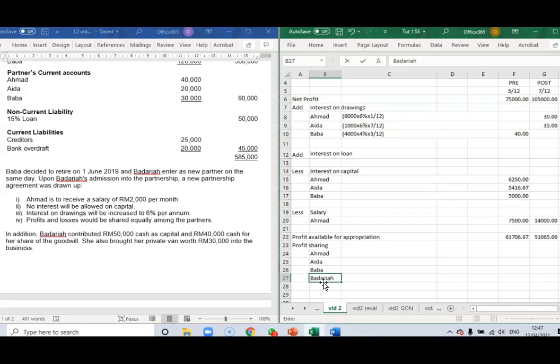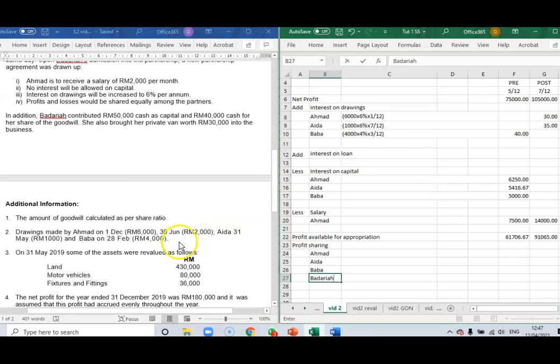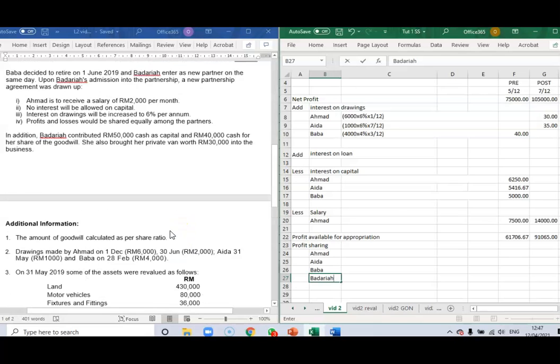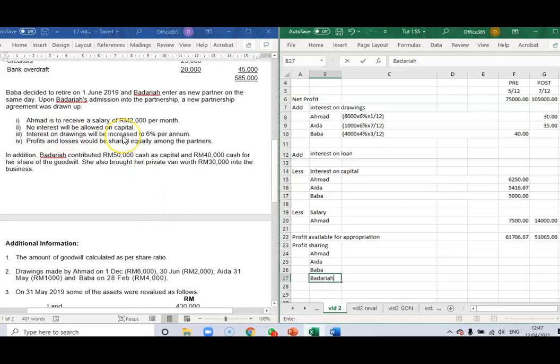But there is nothing here because it's not applicable at all. Okay, because Badaria does not make any drawing, and there is no interest on capital allowed, there's no interest on loan and so on. So Badaria will not be recorded with any record up here. So only on the profit sharing.